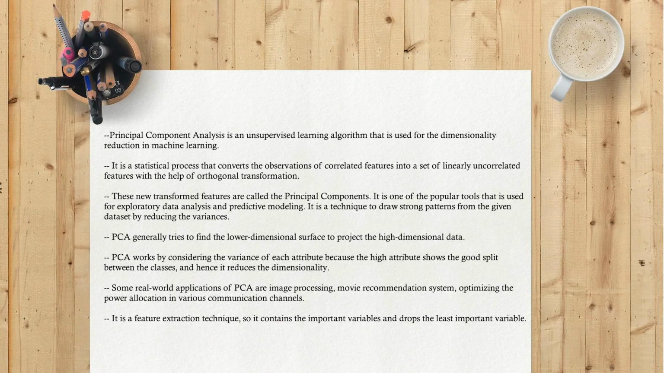PCA generally tries to find the lower dimensional surface to project the high dimensional data. PCA works by considering the variance of each attribute, because the high variance attribute shows a good split between the classes, and hence it reduces the dimensionality. Some real-world applications of PCA are image processing, movie recommendation systems, and optimizing the power allocation in various communication channels. It is a feature extraction technique, so it contains the important variables and drops the least important variables.